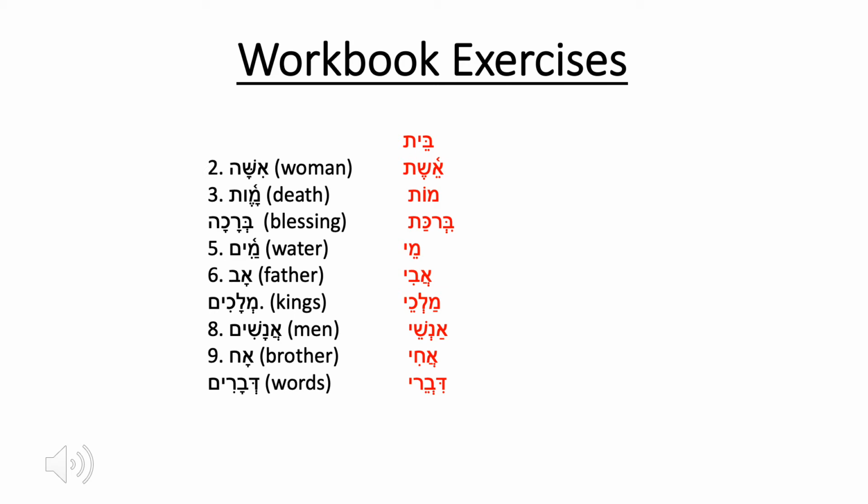In mavet, we have mot. This is because that vav sometimes doubles as a vowel. In fact, the verb form is moot. So here we have mot, with the vav acting as a holem vav.